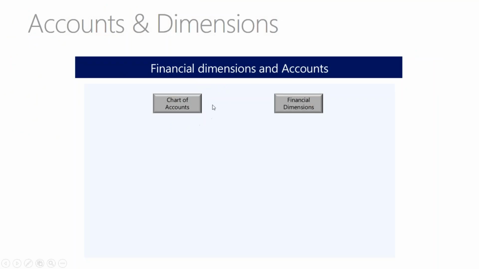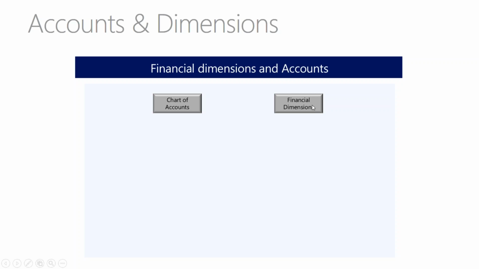So the account string in Dynamics 365 is made up of a main account, which is what we call chart of accounts, otherwise known as your natural account. That's your cash account, your liability, your revenue account, and so on and so forth. And then there's a concept of what's called the financial dimension.